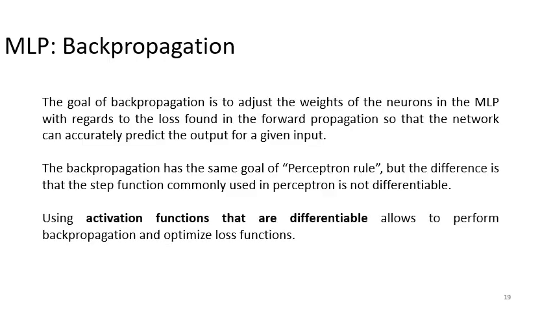Then comes the last step of this iterative approach, which is backpropagation. The objective of backpropagation is to fine-tune the weights of the neurons in the multi-layer perceptron based on the loss computed during forward propagation. This adjustment ensures that the network becomes proficient in accurately predicting outputs for given inputs. While the ultimate goal aligns with the perceptron rule, which also aims to refine weights for better predictions, backpropagation introduces a crucial distinction.